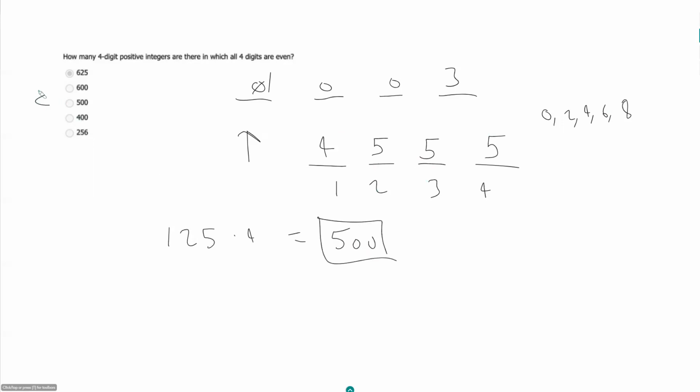And C is our answer. Note if we put a 5 here, this would be 5 to the 4th, which is 625. Don't choose that. That is the trap answer. C, 500.